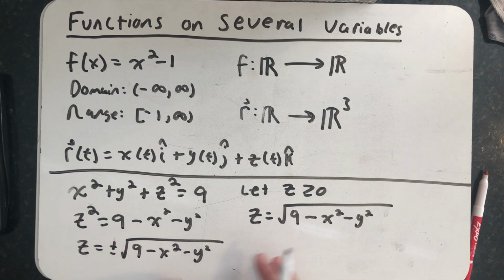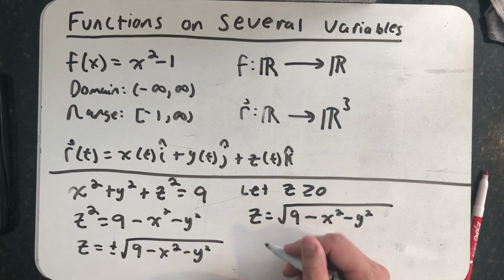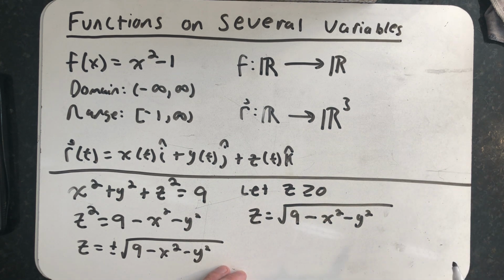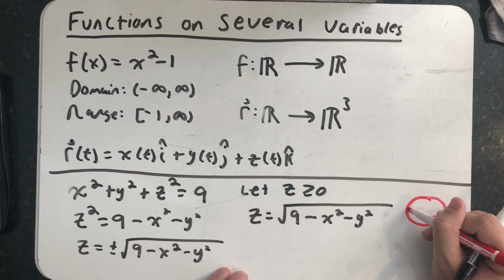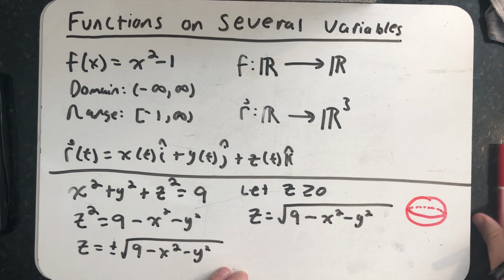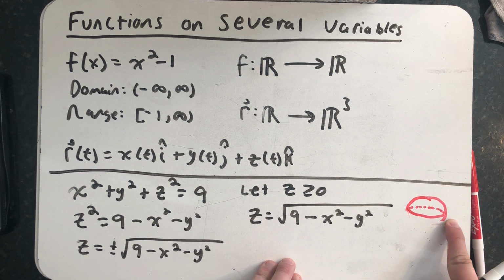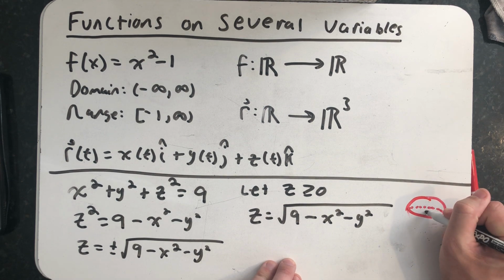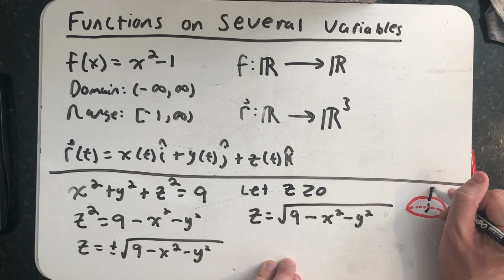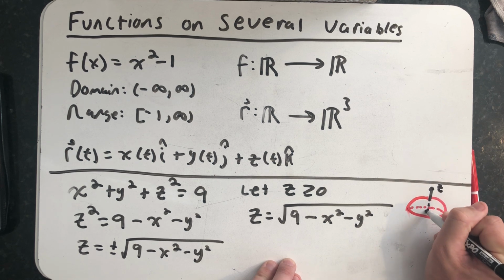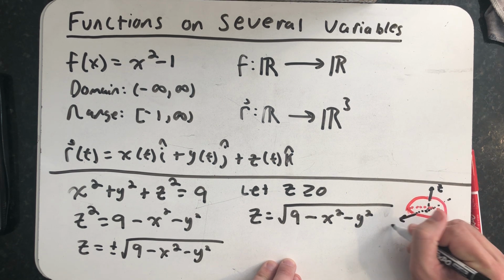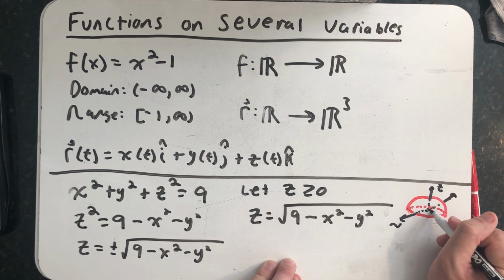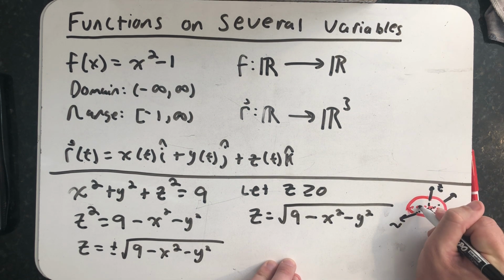So let's see. This was the equation of a sphere. I let the z's be bigger than or equal to 0. Yeah, definitely the top half. So let's see if I can sketch that. If I draw a sphere, it would look something like this. But I took the z's that were positive. So just the top half. There's my z-axis, an x-axis, a y-axis, and that's all I need.